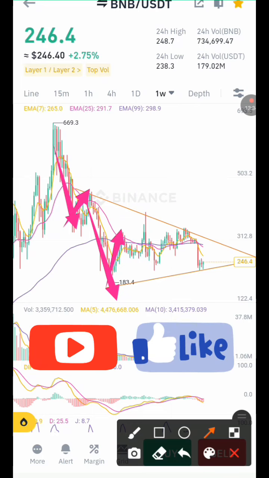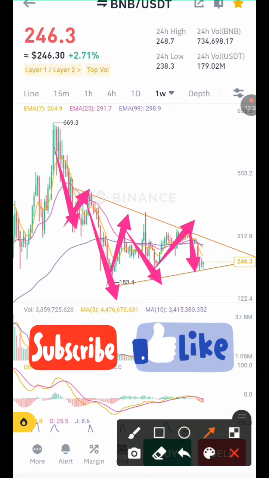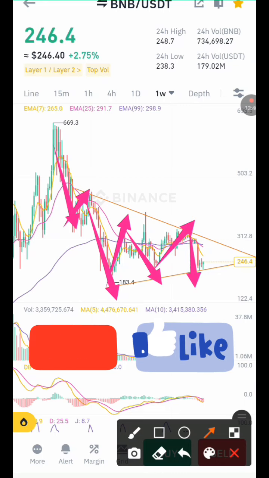So obviously, BNB has created more down levels, going up, going down. So I think it's going to retest back again when I look at the 1 day time frame or the 1 hour time frame.